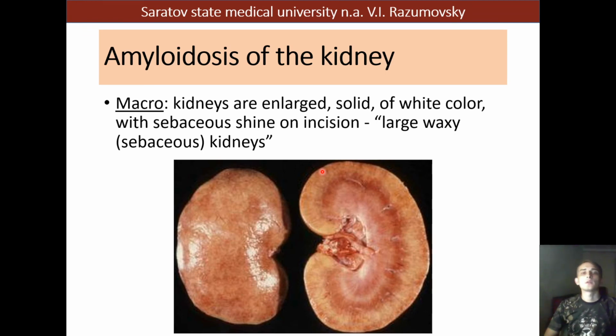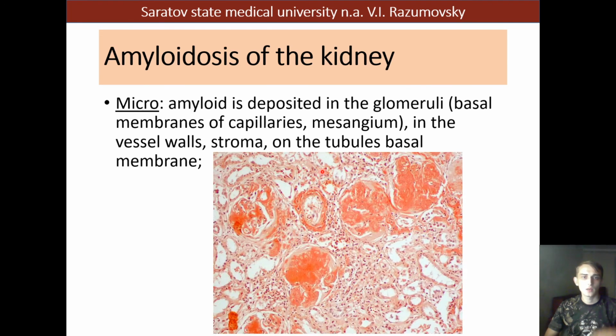Macroscopically, you can see that kidneys are enlarged, solid, and have white color with sebaceous signs on incision. The macroscopical name of this process is large waxy or large sebaceous kidneys. Microscopically, as I already told, amyloid is deposited in the glomeruli, basal membranes of capillaries, mesangium, in the vessel walls, stroma, and the tubes' basal membrane.